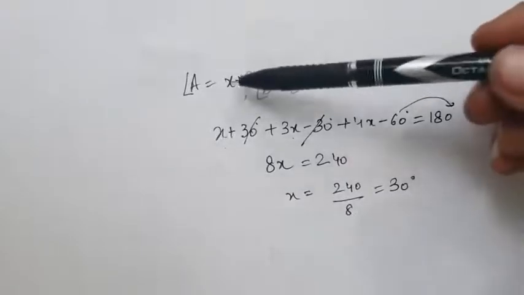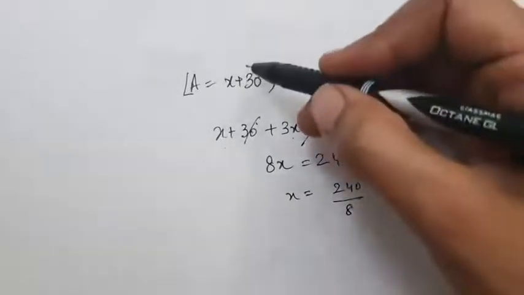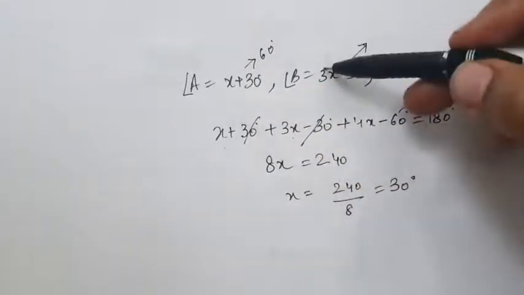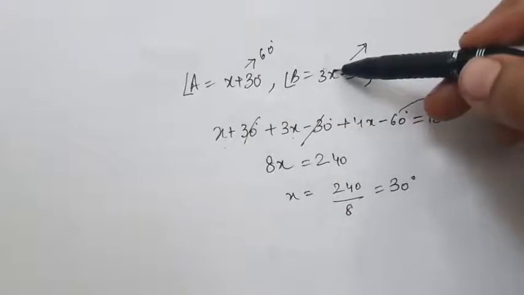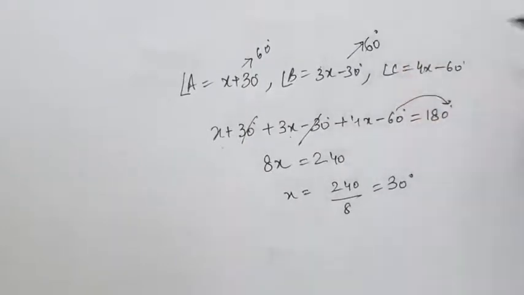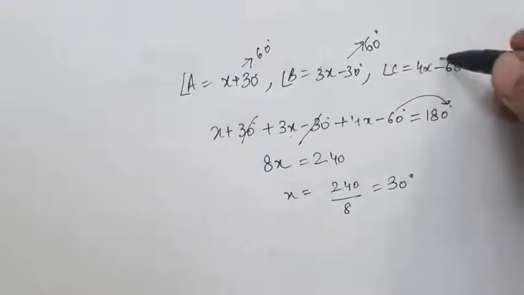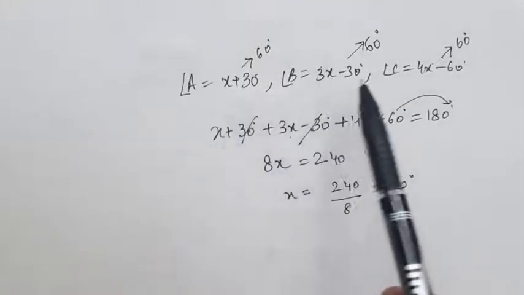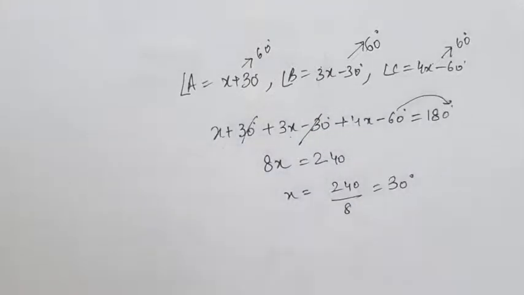So it means 30 plus 30, we got angle A as 60 degrees. Here also 3 into 30 is 90 minus 30, again 60 degrees. 4 into 30 is 120 minus 60, again we get 60. Since all the angles are 60 degrees, it means the triangle ABC is an equilateral triangle.